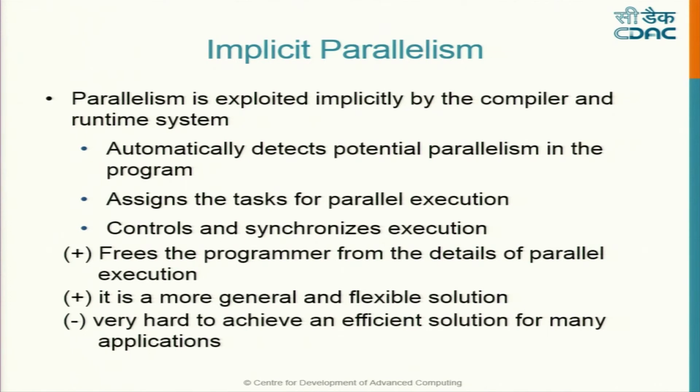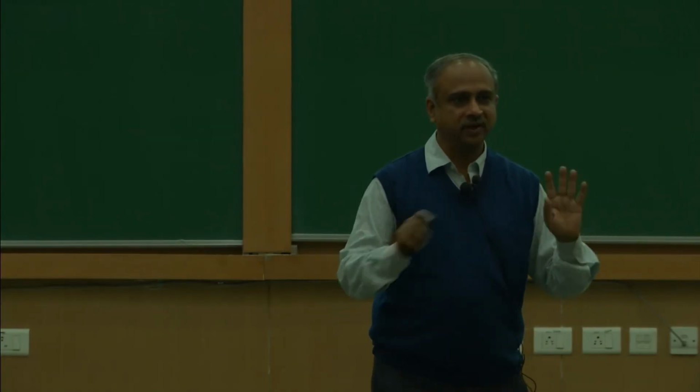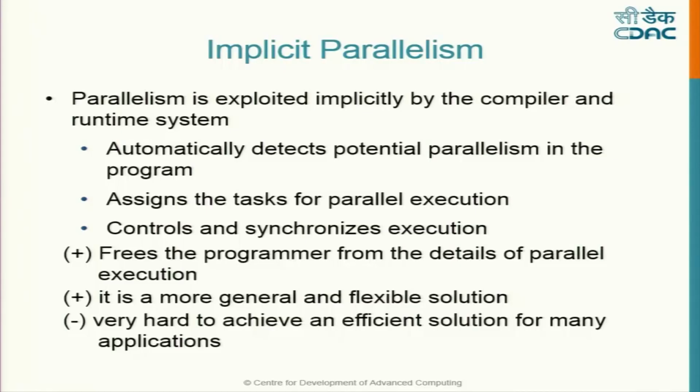Now OpenMP, that will be told to you, is the first thing he will tell you, and it follows this: you tell the compiler, this is my do loop, please parallelize it. You don't have to do anything, the compiler will do it. It is very simple, right? Automatically it will detect there is a for loop and parallelize it. Then it will assign the tasks, control and synchronize; everything is done implicitly by the compiler.